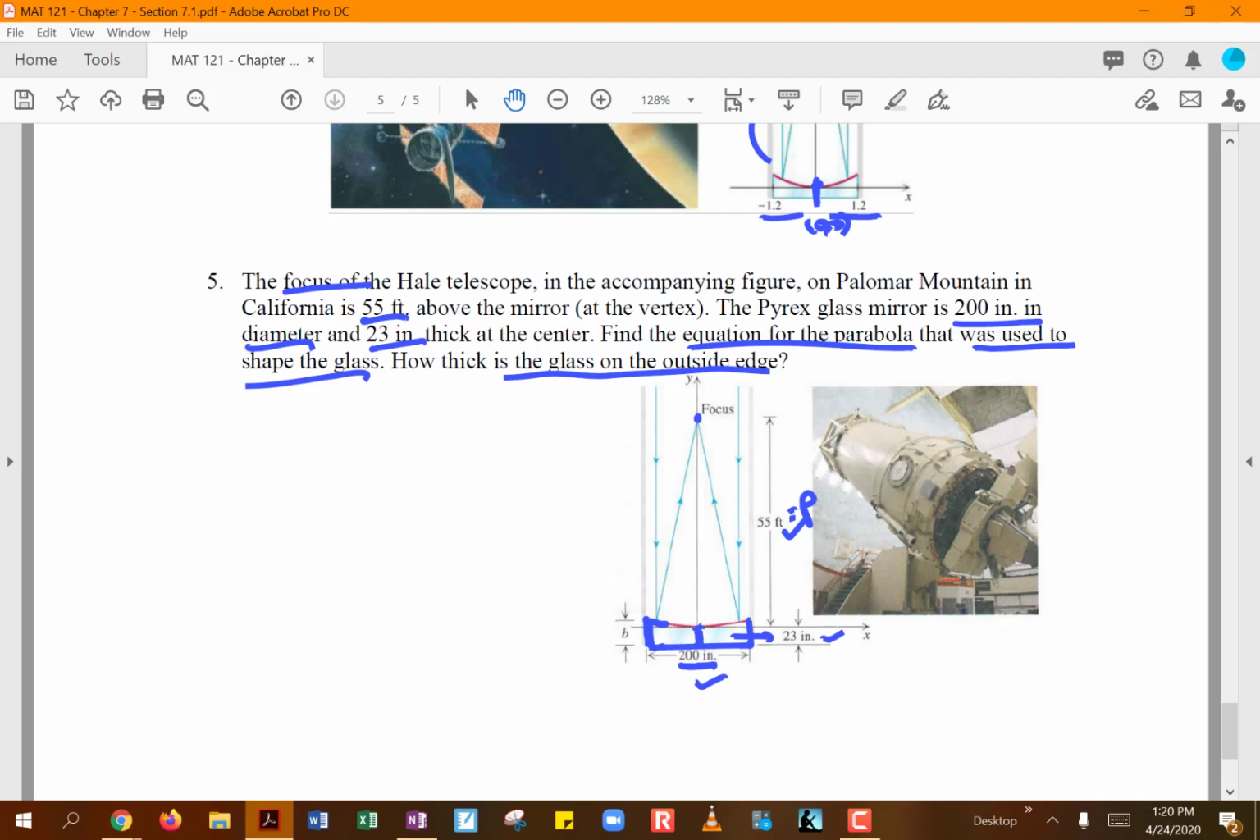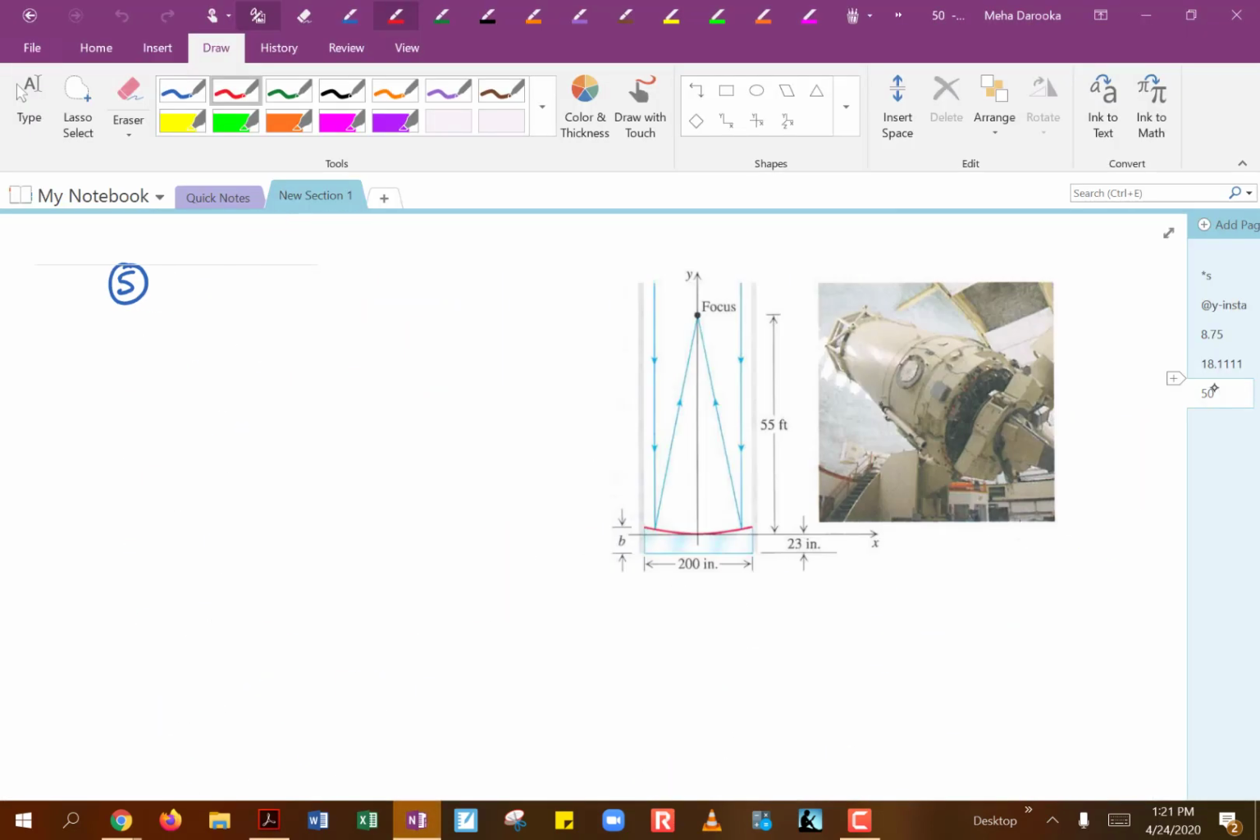Alrighty, so one thing you should notice here is for the Pyrex glass mirror, we are given inches as our measurements, but the distance from the vertex to the focus, we are given as 55 feet. So that's one thing we're going to need to fix over here. So let's start with, and we're going to assume here that our parabola opens up, because that's how we have our graph over here. So the parabola opens up, which means our a value is going to be positive and our p value is going to be positive.